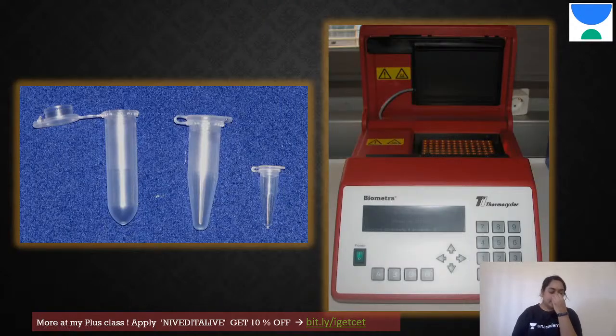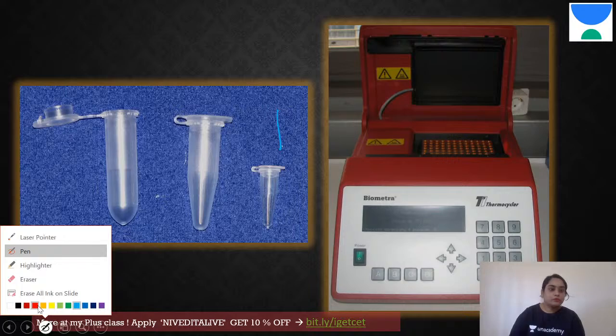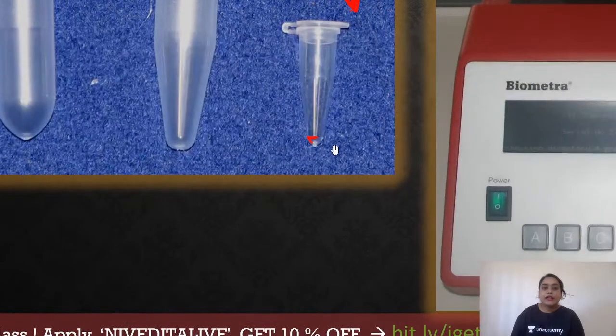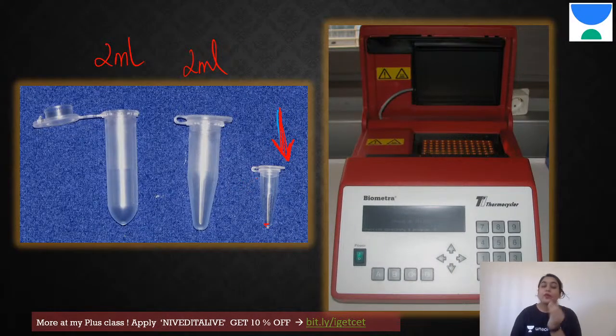Okay, so I will go back to the reaction once more. Usually this reaction we do in this tube. Let me change the color. Now this tube is a PCR tube, and you can see this is 2 ml. This is also 2 ml. This is very small compared to that. And usually, only this much, what I marked here, is your solution. So you can imagine in how minute a quantity your reaction is happening.